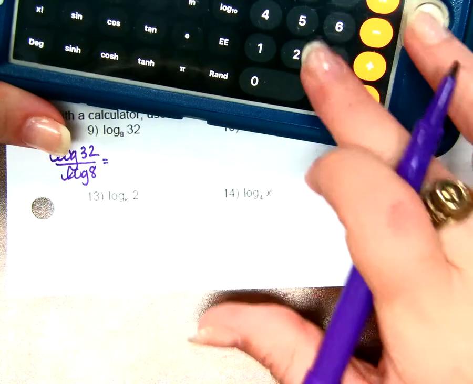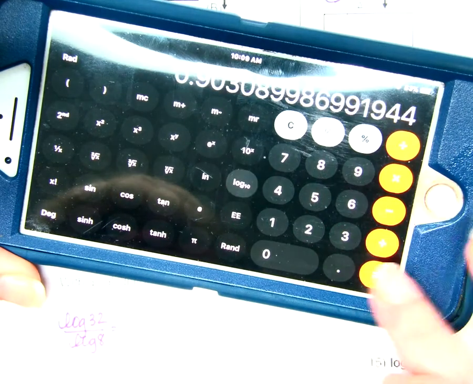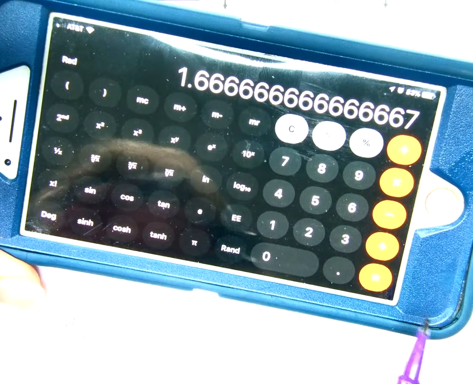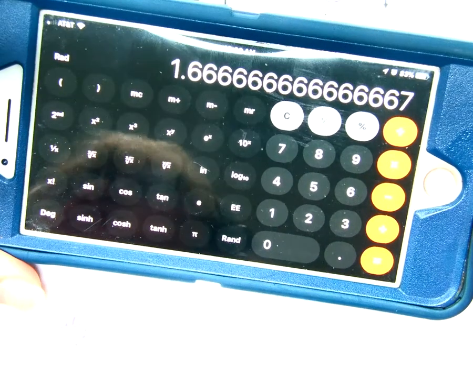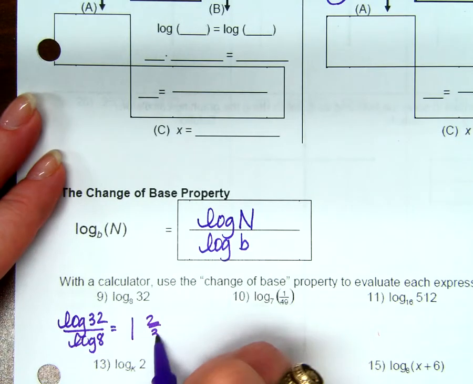So 32 log divided by 8 log. Oh, you can't see that. What are you going to write as your answer for this problem? How about 1 2/3, right?